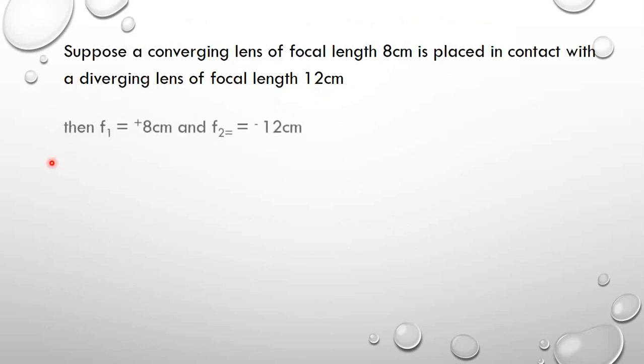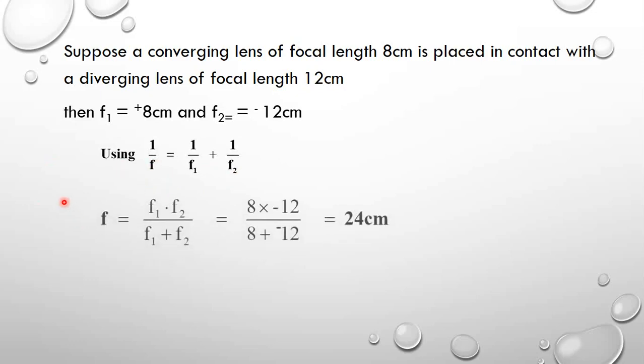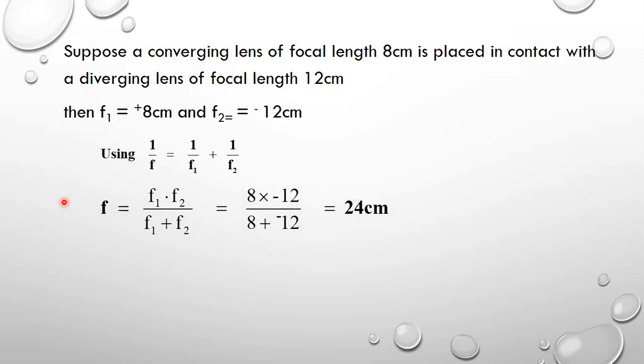And so using that formula that we have derived, 1 over F is equal to 1 over F1 plus 1 over F2, we can make F the subject, and then we shall get our F as 24 centimeters. And it is positive, so the positive sign here implies that this combined lens is going to act as a convex lens or a converging lens.